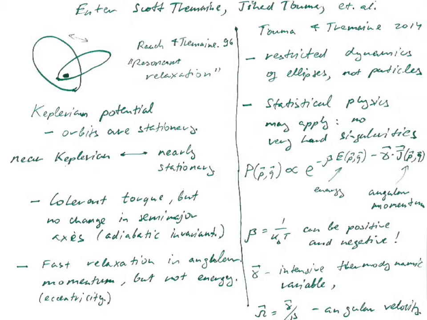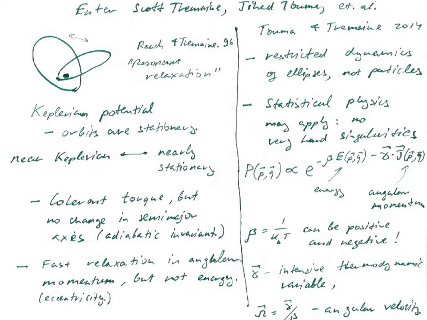Now, it turns out that this beta, which in classical statistical physics is the inverse temperature, can be both positive or negative, and this is because the phase space is compact. This was discovered by Onsager in the late 40s. And the vector gamma, in this particular case, is an intensive thermodynamic variable, but it's related to the angular velocity of the cluster. The angular velocity can be defined as the ratio of gamma and beta.